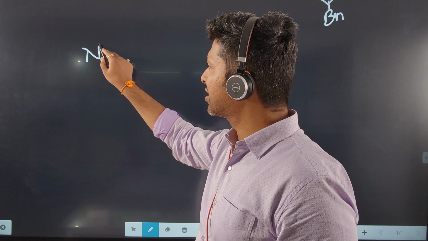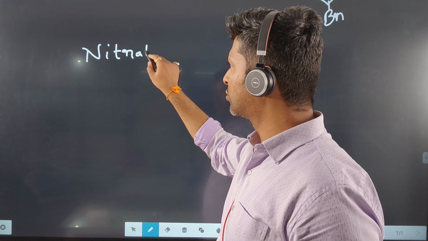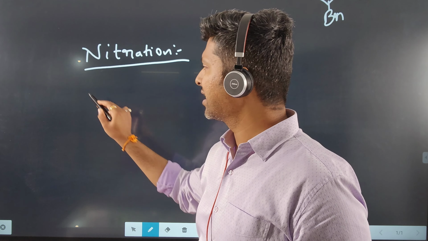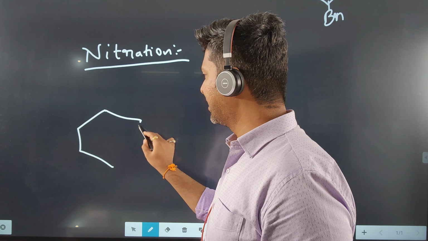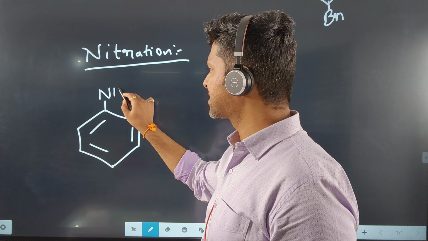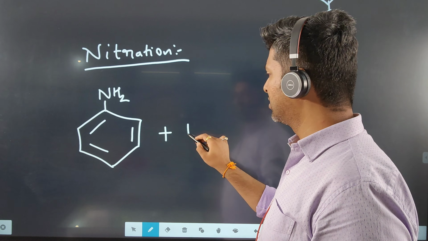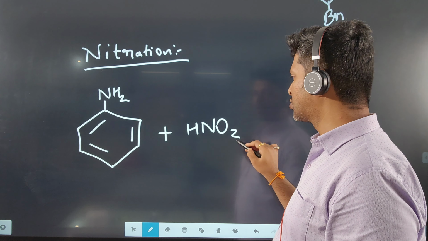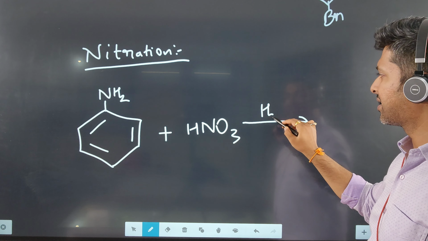Now we'll go for nitration. So in nitration, what are we going to do? Simply take aniline and react it with 2 acids, that is the nitrating mixture. What is the nitrating mixture? HNO3 along with H2SO4 is the nitrating mixture.